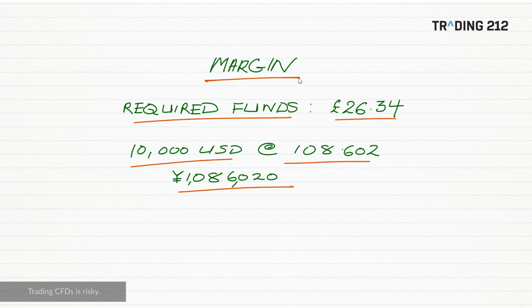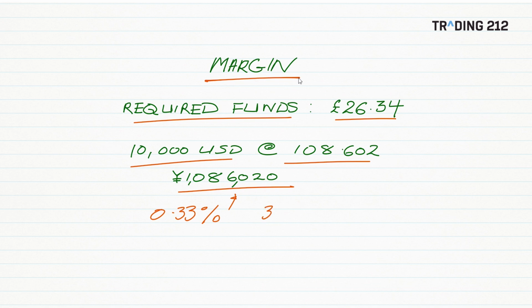My account for dollar yen is margined at 0.33%. That's the pro rate. And this means that for that yen amount, 0.33% of that is 3,584 yen.